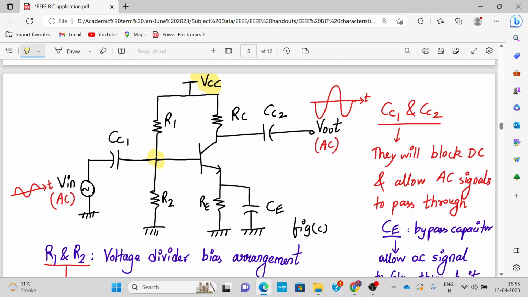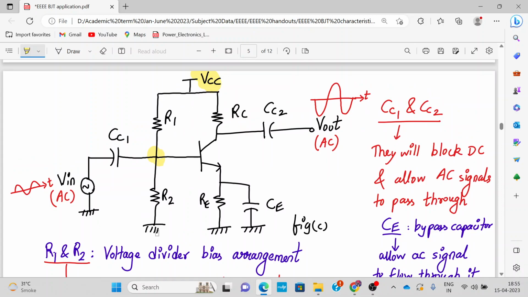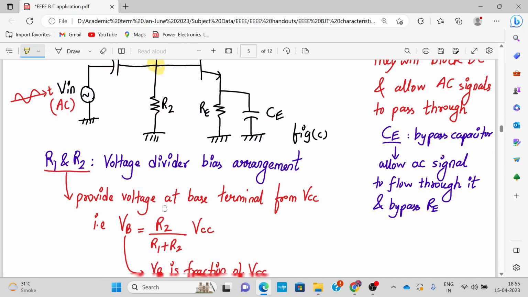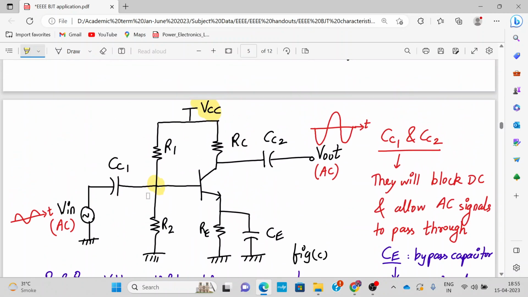This will be my voltage VB, and that VB will be available with the help of voltage divider R1 and R2. So R1 and R2 form the voltage potential divider, which will provide the voltage at the base terminal from VCC. By the voltage division rule, VB will be R2 upon R1 plus R2 into VCC. So VB is a fraction of VCC. Let's say VCC is 10 volt, VB will always be less than 10. In this way, your base-emitter junction is getting forward biased, and VCC is also biasing the base-collector region to be reverse biased.